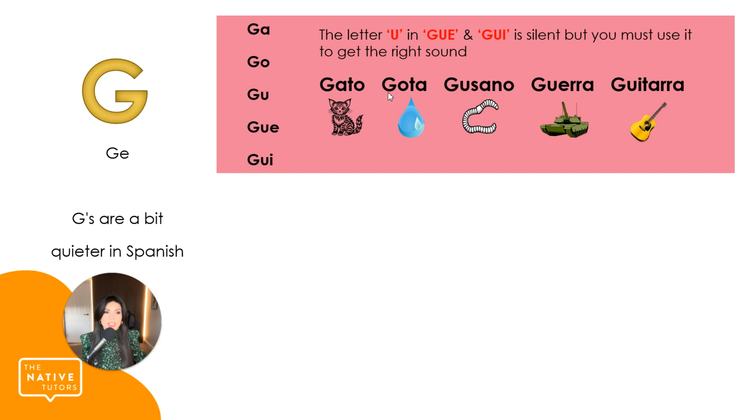Gato, gota, gusano, guerra, not guerra with a U sound, but guerra, guitarra, and not guitarra with a U sound. Muy bien.